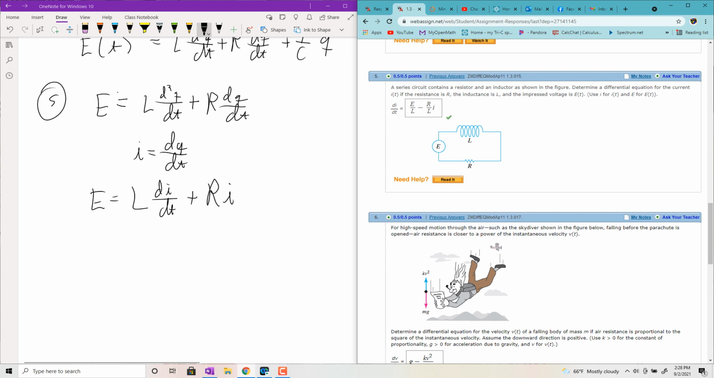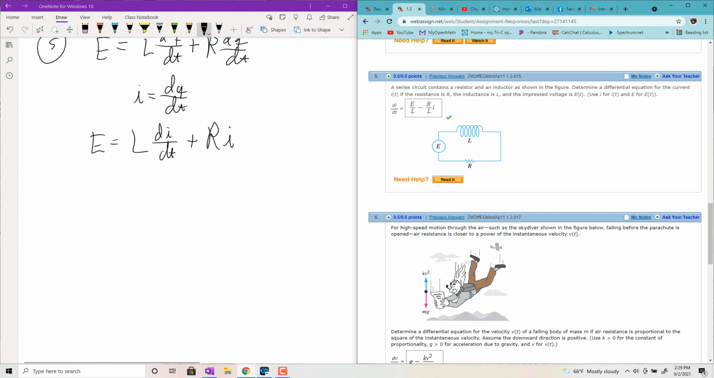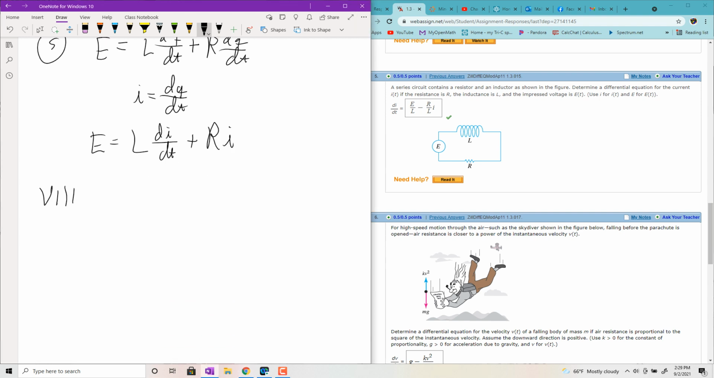Okay. The next one is falling bodies. Is this 8? Jeez. All right. Falling bodies. And basically, you're using Newton's second law.